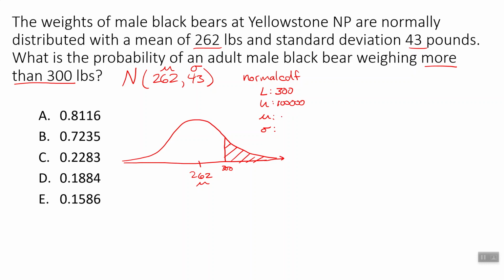A 100,000 pound bear could attack our city. Who knows? It could happen. All right, our mean is 262. Our standard deviation is 43. And we can just throw that into our calculator.